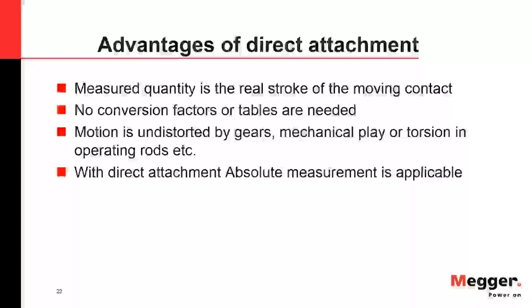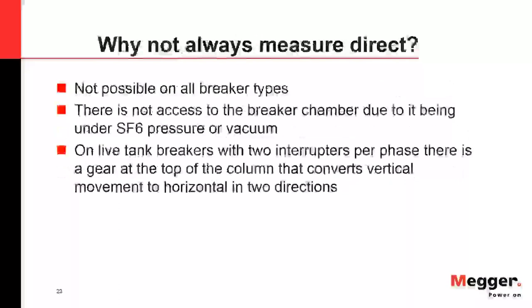I don't need any kind of conversion factor. I don't need any conversion table, and I don't have any kind of outside influence like gears or mechanical plate torsion messing with my results. I know exactly what that interrupter is moving. And so with this direct attachment, you calibrate your transducer, get an absolute measurement, and you're ready to go.